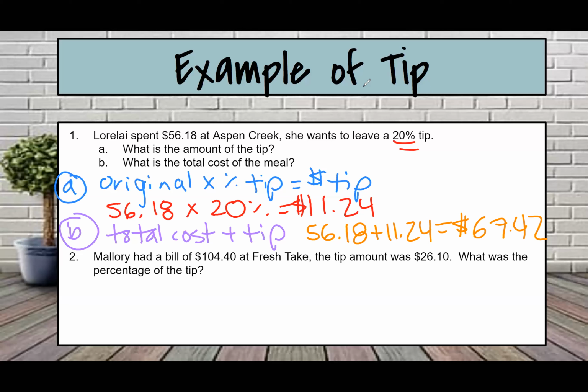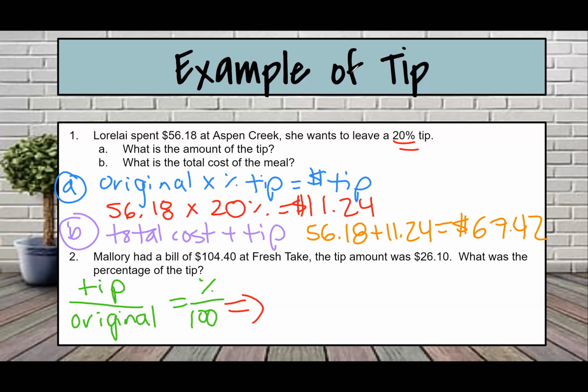We're going to move on to our second one, and on this one we're going to use the proportion setup that we showed on the slide in the beginning. Mallory had a bill of $104.40 at Fresh Take. The tip amount was $26.10. What was the percentage of the tip? So you write tip at the top over the original, and that equals your percent over 100. That is what we're going to use.